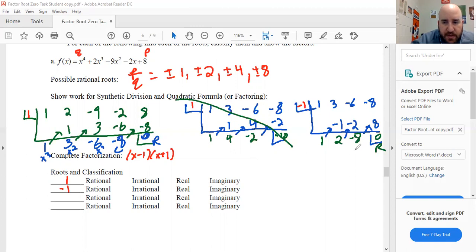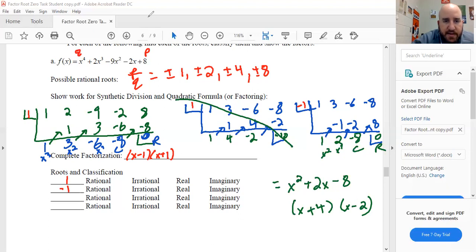I go to label these. So this is going to be constant, x to the first, x squared. So I'm going to get 1x squared plus 2x minus 8. I see if I can factor it. What can I multiply to get 8 that adds or subtracts to give me 2? That will be 4 and 2. I got to get negative 8, so one of these has to be negative when I multiply them. And then to get positive 2, am I going to do 4 minus 2 or 2 minus 4? I'm going to do positive 4 minus 2. So there's my last two factors.